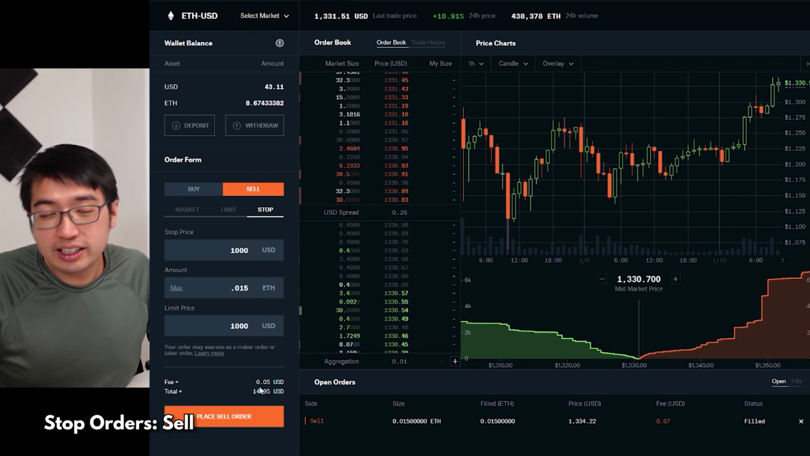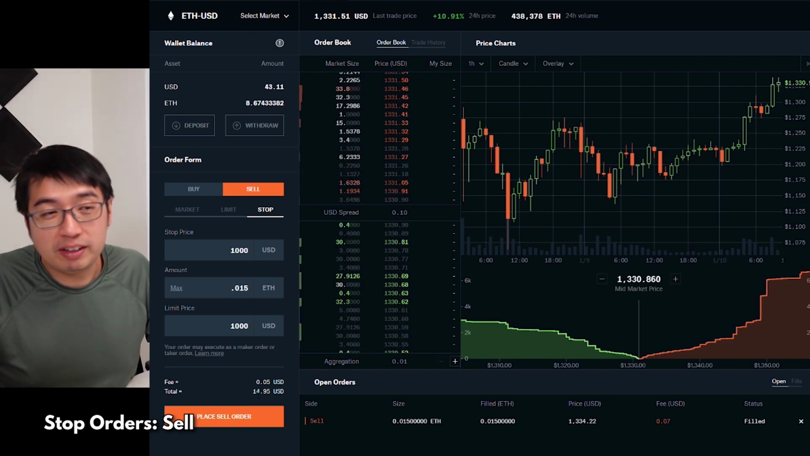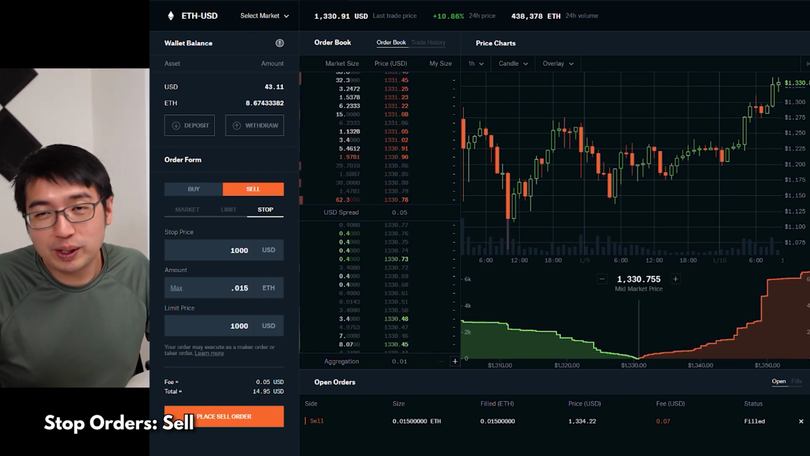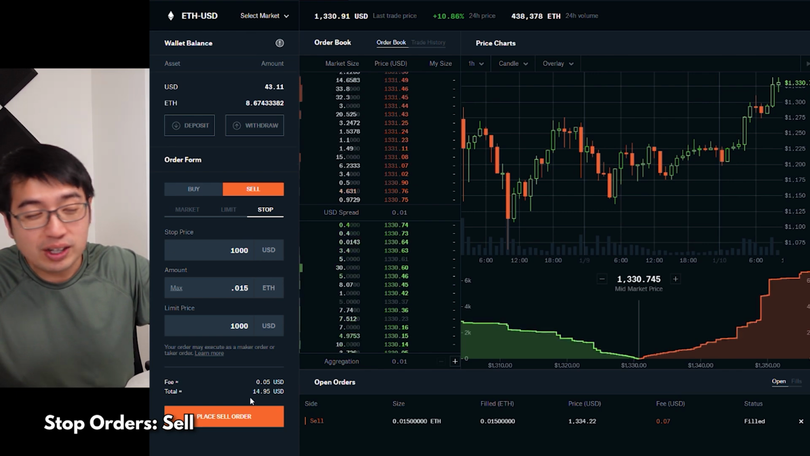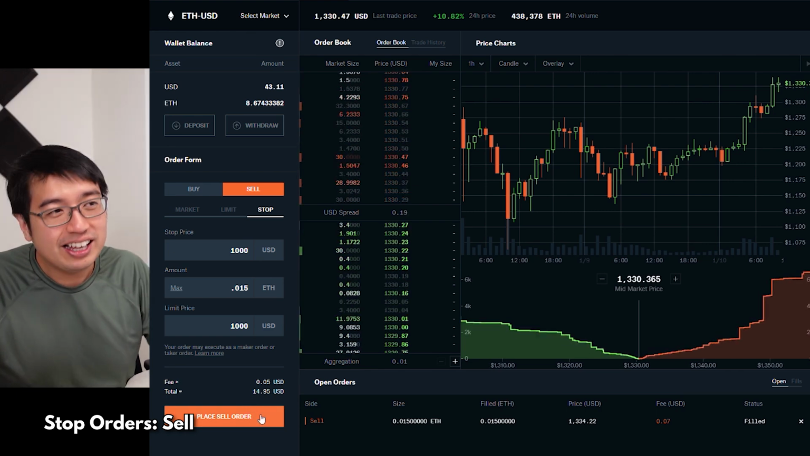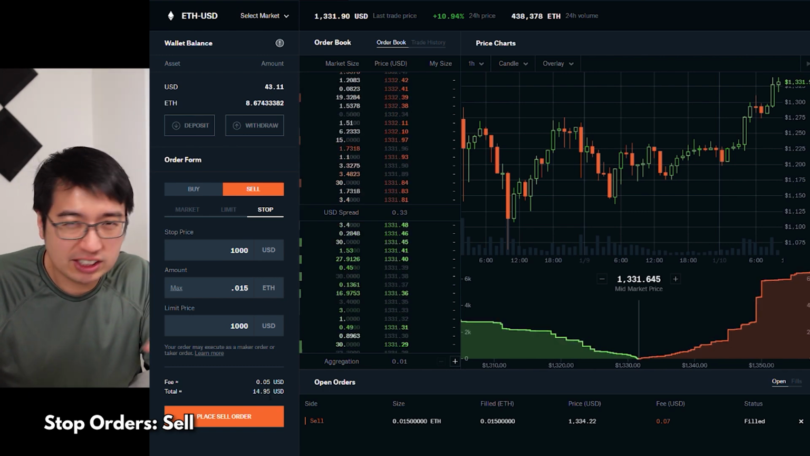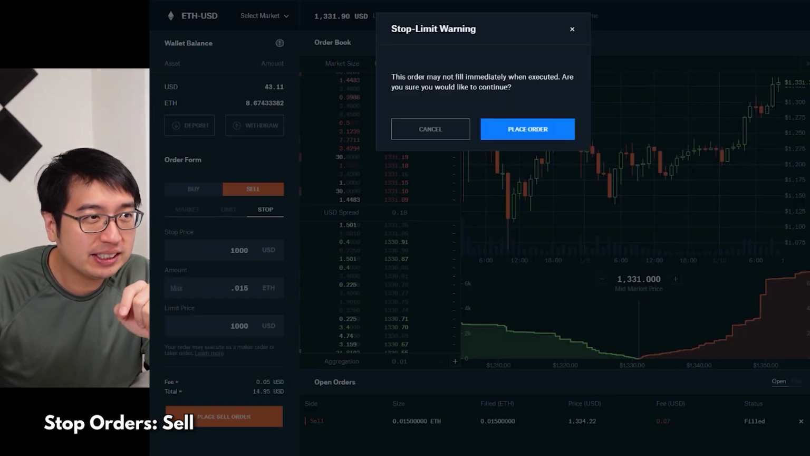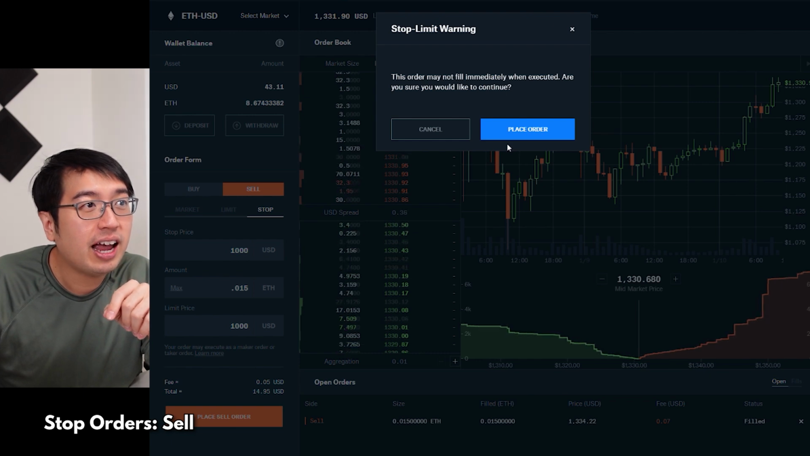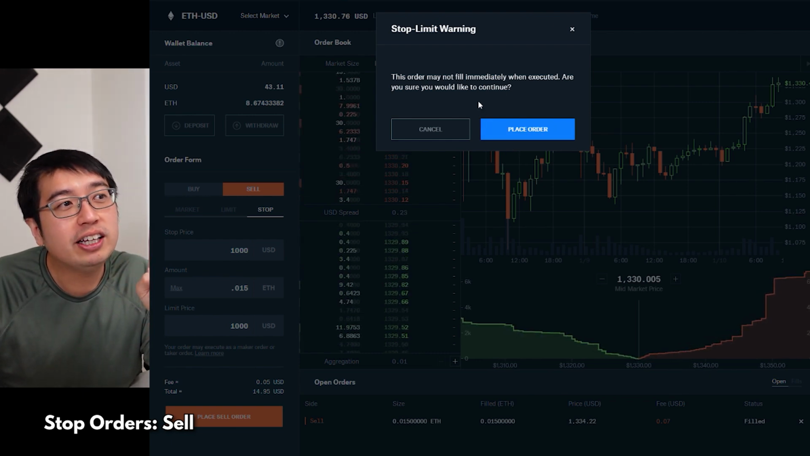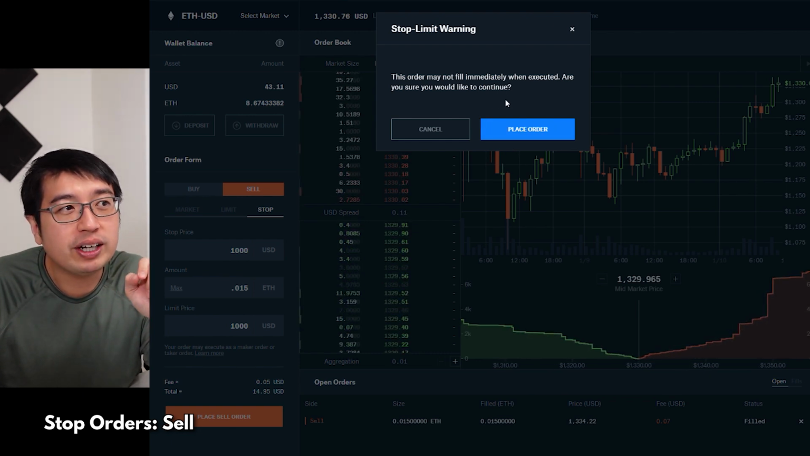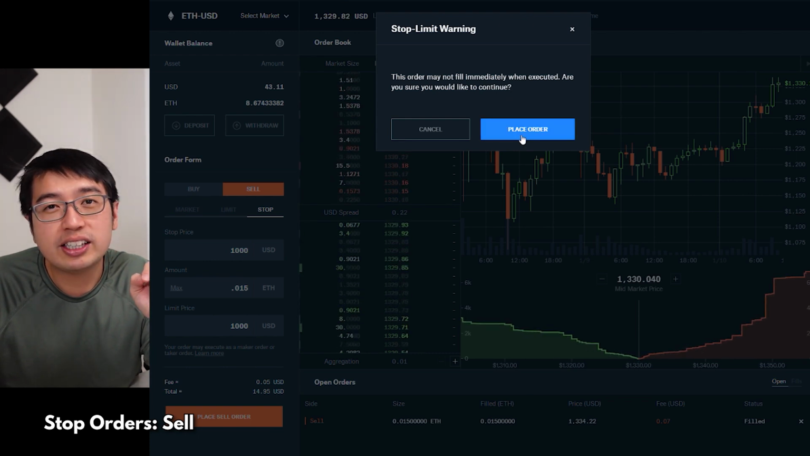And it tells me here that my total would be 15 bucks. Basically, I turned my $20 of Ethereum into $15, and that's just saying I'm willing to take a 25% loss on my investment. So I place a sell order, and then you get a stop limit warning. This order may not fill immediately when executed. Are you sure you would like to continue?